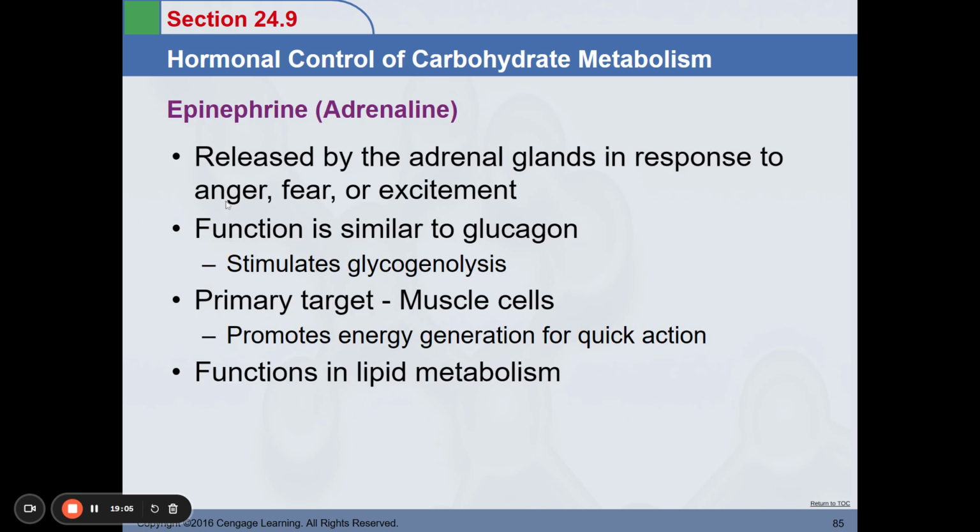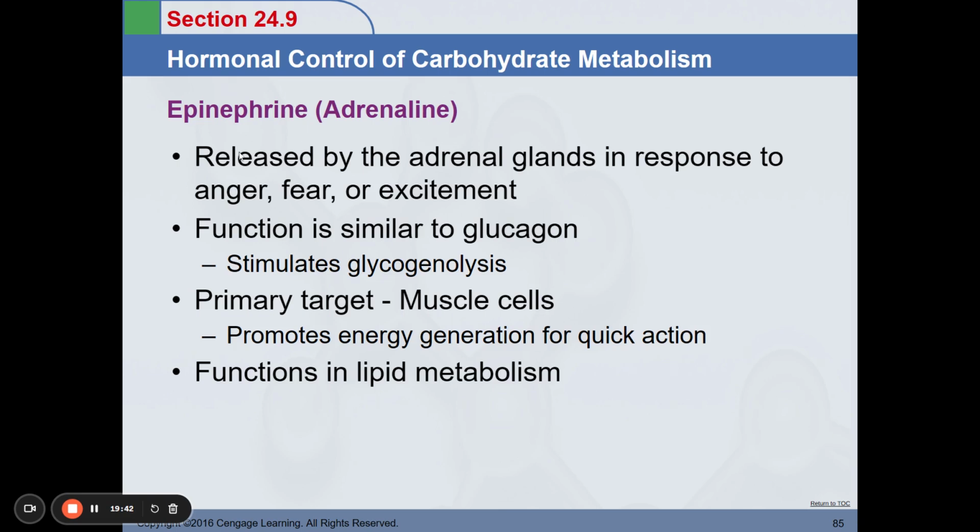Another one is epinephrine, which is produced in the adrenal gland. Aside from epinephrine, we also have norepinephrine in the same area, the medulla of your adrenal gland. Another name for epinephrine is adrenaline. It is your adrenaline rush. It is released by the adrenal gland in response to anger, fear, or excitement. You're familiar with the term adrenaline. The adrenal gland can be found at the top of your kidney, like a hat on top of your kidney.